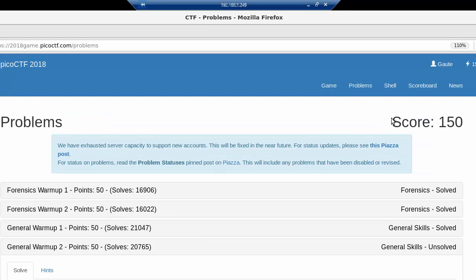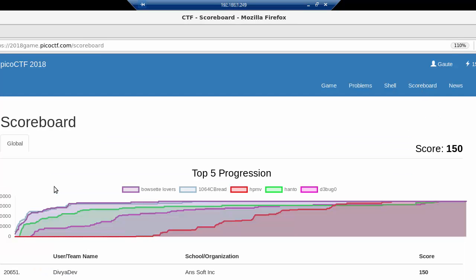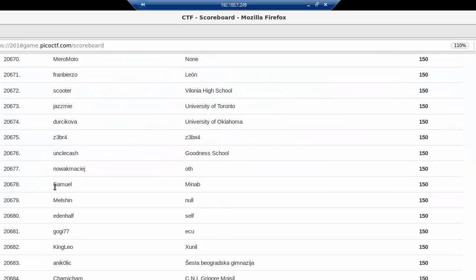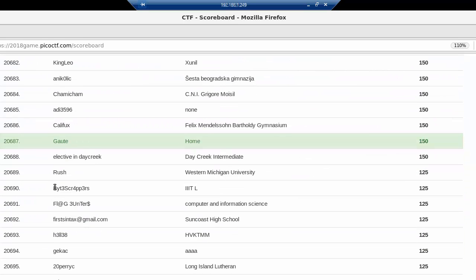And let's, just for the fun of it, go in on the scoreboard here. And let's see if we find ourselves here. Here we are. And we have 20,686 people or teams in front of us. But we're moving up in the world. Until next time.